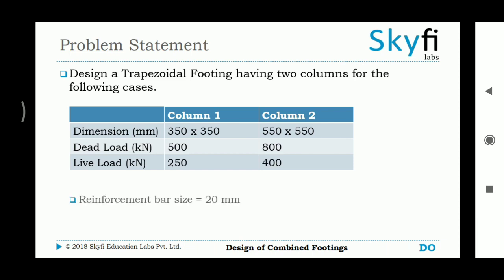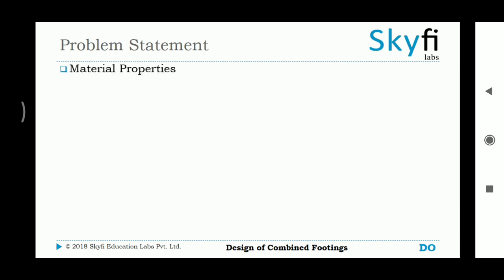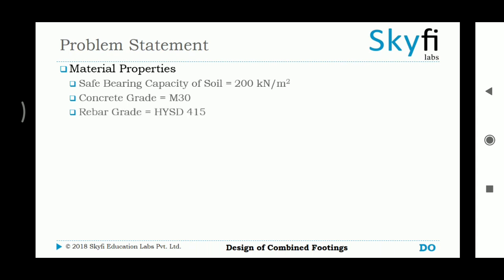You have to use reinforcement bars of diameter 20 mm. The safe bearing capacity of the soil underneath is 200 kN per meter square. The materials to be used are concrete of grade M30, and reinforcement bars of grade HYSD 415. Consider an allowable settlement of 1 cm.